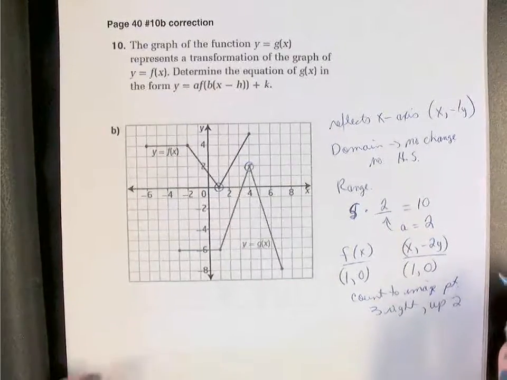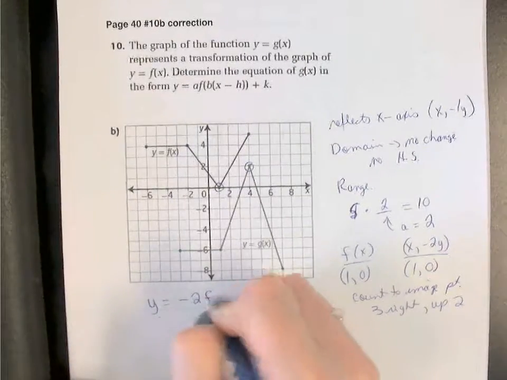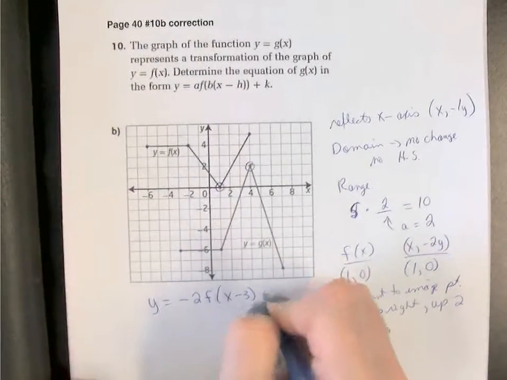So now we just need to write our equation to match that. So y equals -2 f of (x minus 3) plus 2.